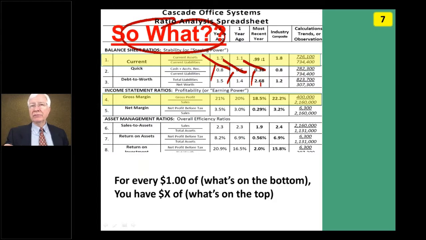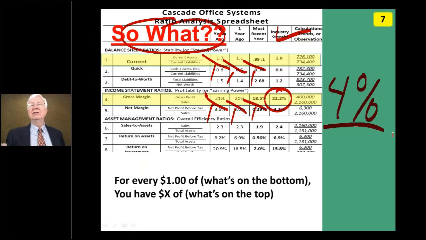What about gross margin? Well, in year one, for every dollar that we had in sales, we created 21 cents in gross margin. In year two, 20 cents. In year three, 18.5 cents. And oh, by the way, we looked inside the industry, and inside this industry, the industry is at 22%, 22.2. There's roughly a 4% difference from this business to other people who do exactly what they do, only better. Using the benchmark, we have the ability to figure out why.